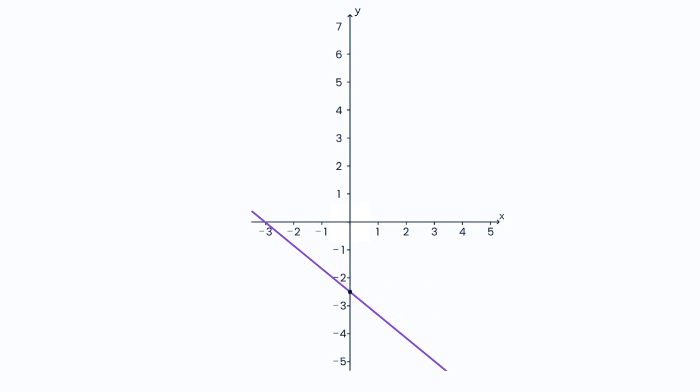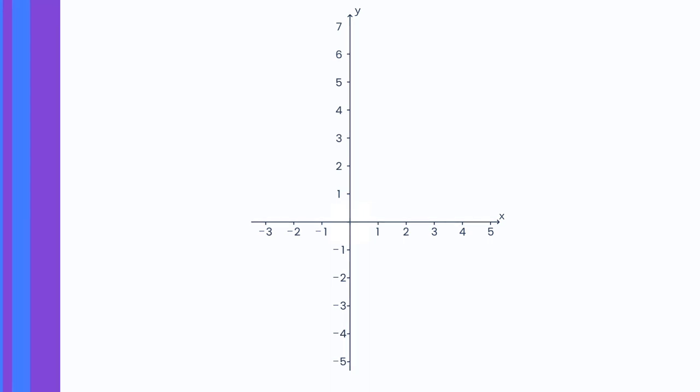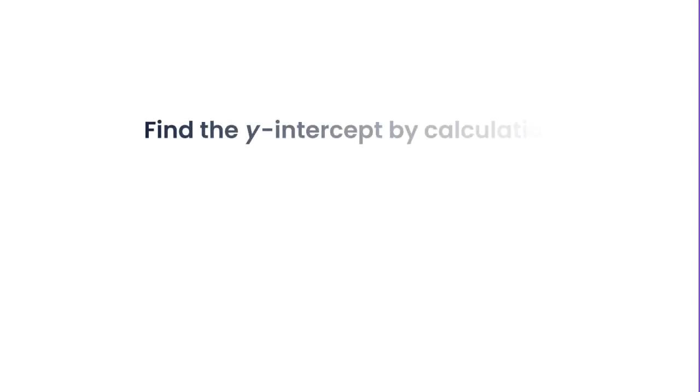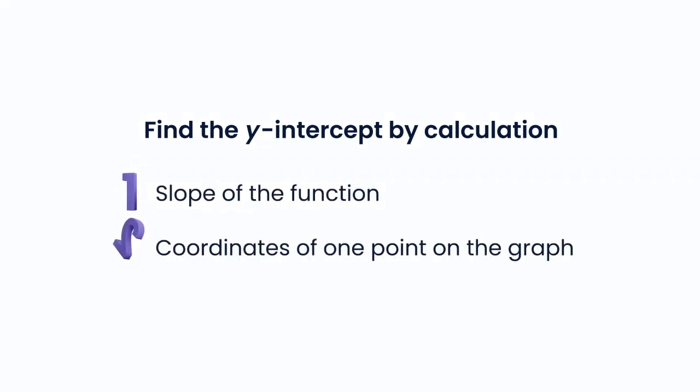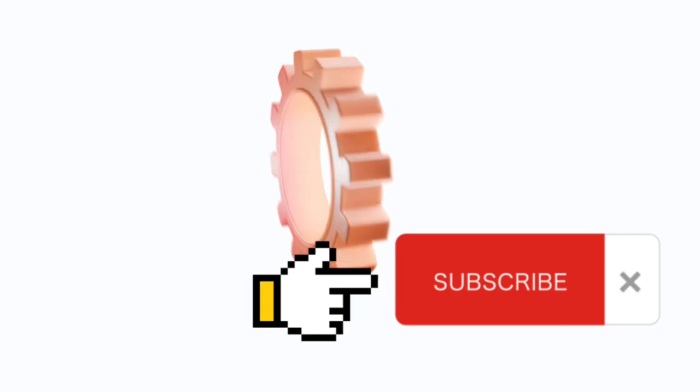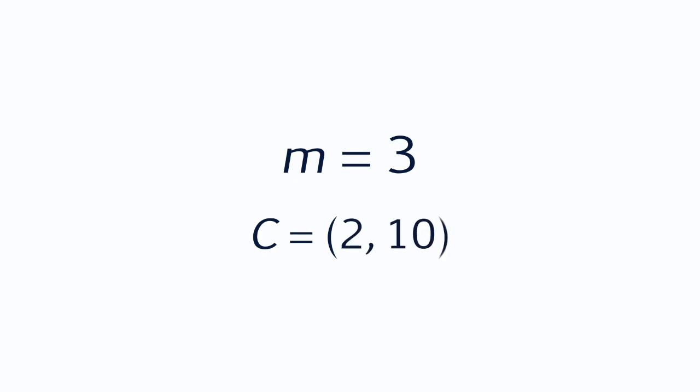Sometimes you have neither the graph nor the expression of the linear function. But it turns out that even in these cases, you can still determine the y-intercept by calculation. The only two things you need are the slope of the function and the coordinates of one point on the graph. Let's look at an example. Say you have a graph with a slope m equal to 3. Also, you have the coordinates of a point C on the graph at 2, 10. You have all the information you need to find the y-intercept b.